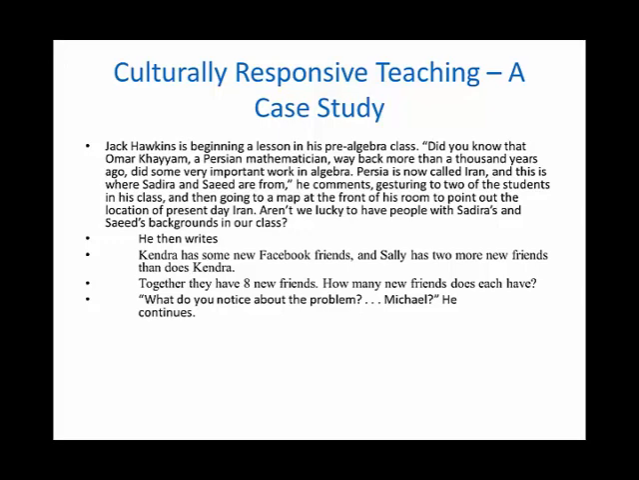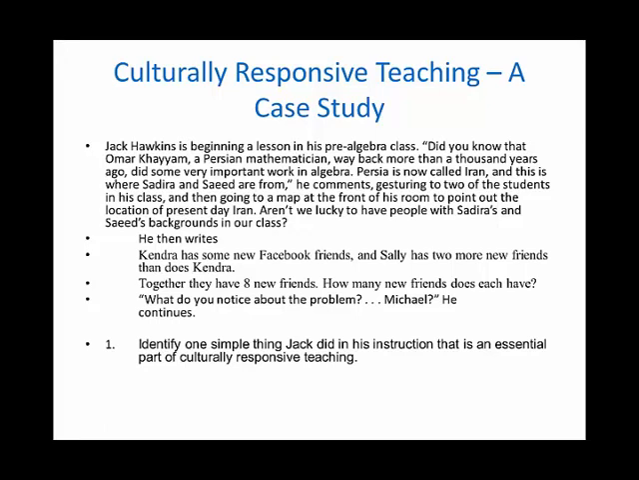What are those 3 questions that you're responding to? Which, by the way, are also going to be available on that same discussion board forum that I am asking you to participate in. Here they are. I want you to, after having read this case study, identify one simple thing that Jack did in his instruction that is an essential part of culturally responsive teaching based on your understanding of it, as has been just presented to you on the previous slide, and also as has been discussed in Chapter 3 of your text.